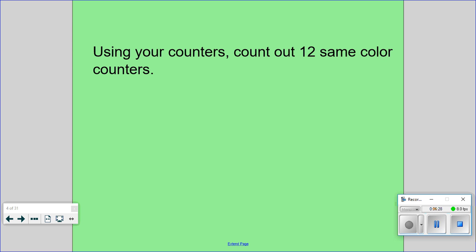I want you to arrange, that means make into different groups. I want you to arrange them into 3 equal groups. I want 3 equal groups on your desk, and I want the same number in each group. I want 3 equal groups. You have to use all your counters. Nobody can be left behind.